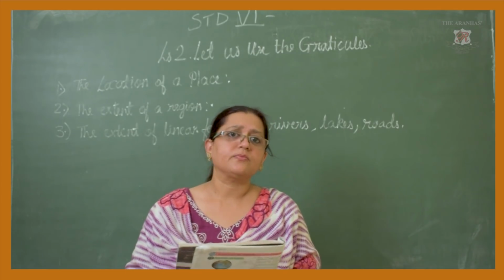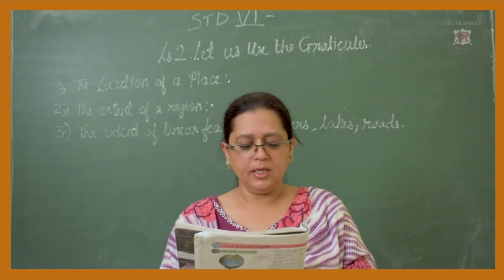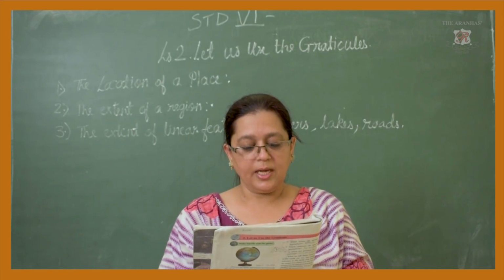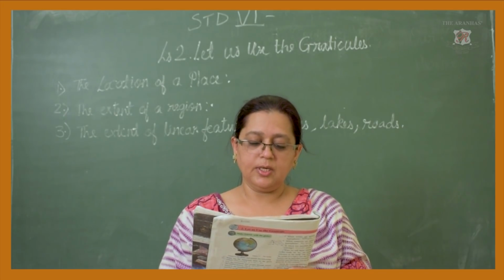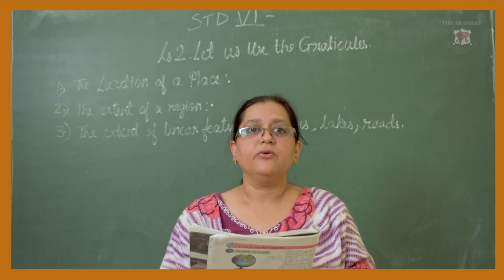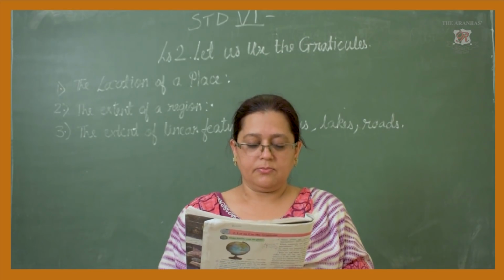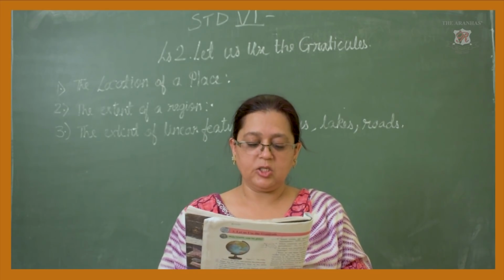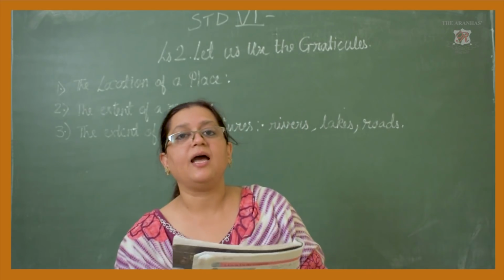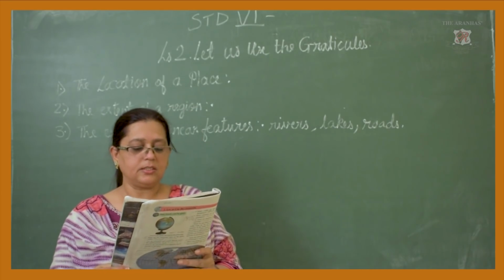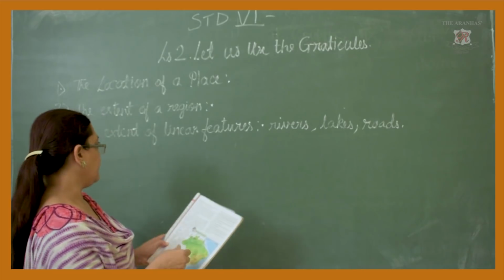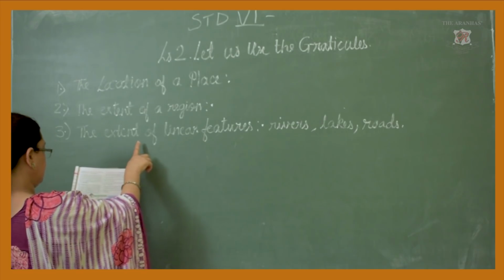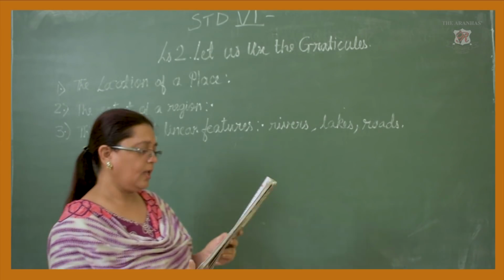Now, similarly, the location of Alexandria is 31 degrees 12 minutes north latitude and 29 degrees 55 minutes 07 seconds east longitude. These latitudes and longitudes are used to describe the location. They also describe the extent of the river Nile.